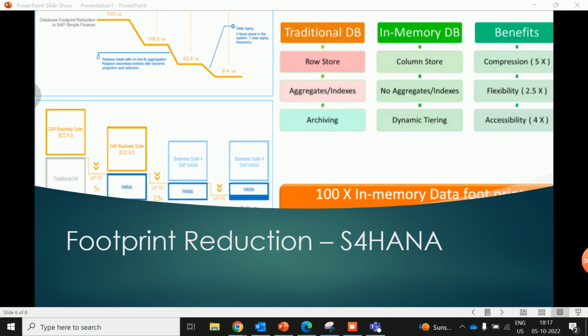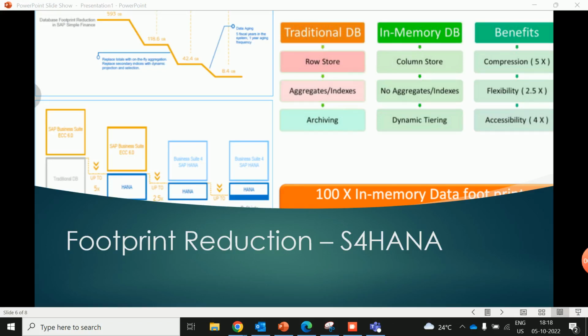Also S4 HANA uses dynamic tiering. In dynamic tiering, we are keeping only hot data, meaning the data which is frequently used, in memory, and cold data we are keeping in our permanent storage. So whenever we need cold data, then we are accessing that data from cold storage. And HANA hot data will be stored in memory. So with the help of this, we are achieving speed as well as reduction in database size.